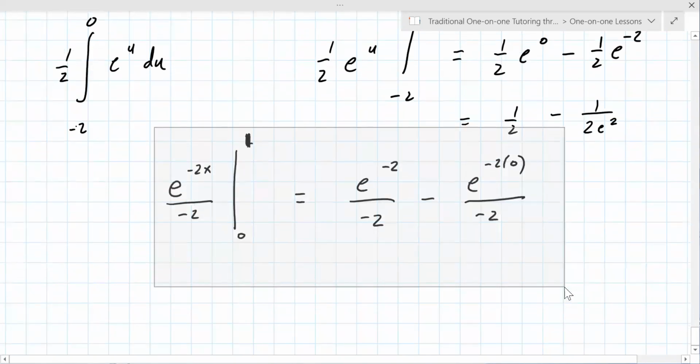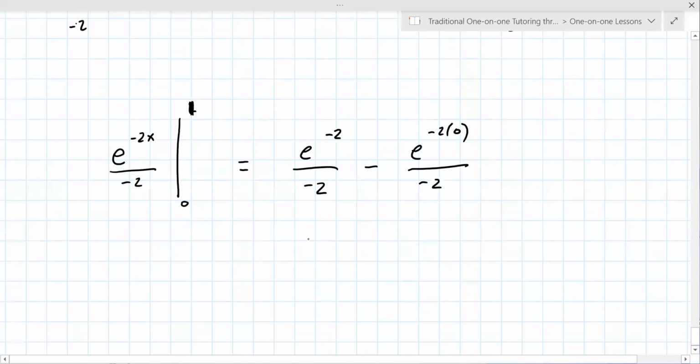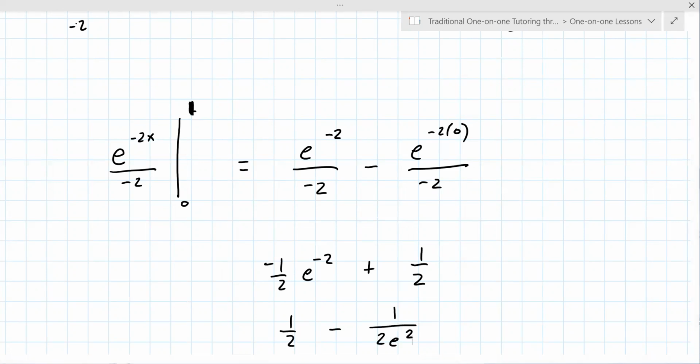Let me just see if I can grab this to move it down a little bit. Yeah. So what does this become? Well, the one on the left here, the negatives in the bottom always make it weird. It's negative 1/2 e to the minus 2. These negatives go together, so it's plus e to the 0, which is 1/2. So if we flip the order, 1/2 minus 1 over 2e squared, you get the same thing.